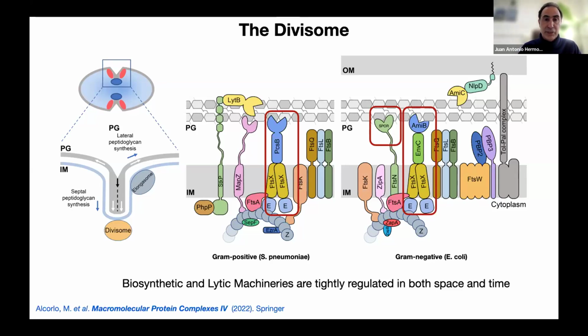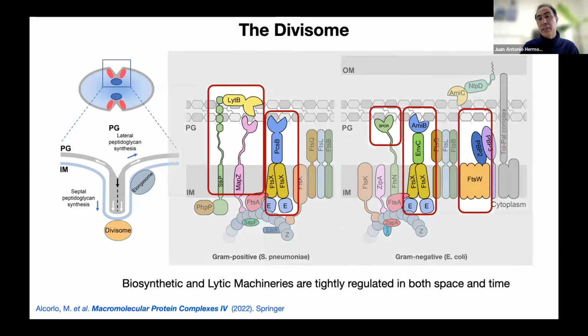Together with this, in gram-positive bacteria such as Streptococcus pneumoniae and some relatives, there are other lytic enzymes such as LytB that, surprisingly, have been discovered to be regulated by serine kinases. So in this talk, I will focus on this system in order to provide some insights into the molecular details of this regulation.